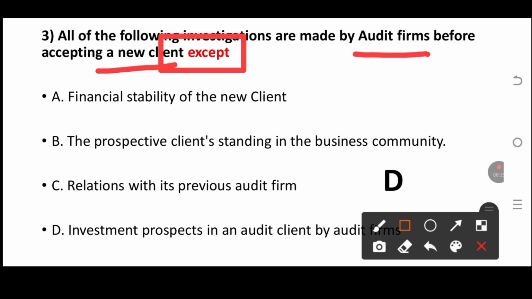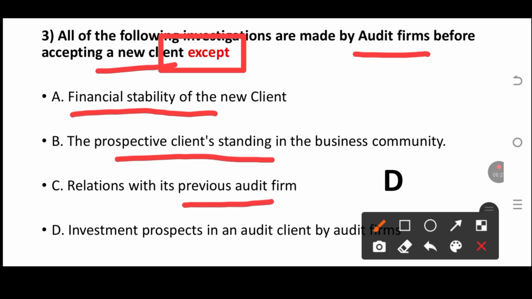A, financial stability of the new client, prospective clients, yeah, basic. B, prospective client standing in the business community. C, relations with its previous audit firm. D, the investment prospects in an audit client by auditing firms.